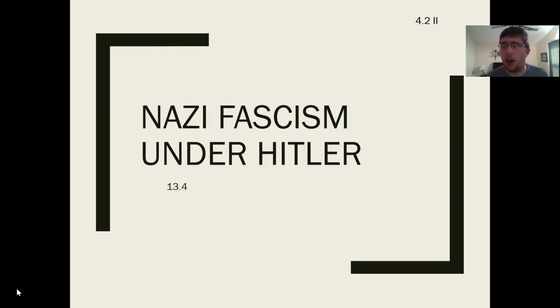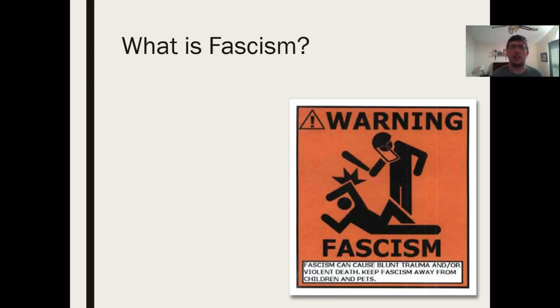This is Section 13.4, Nazi fascism under Adolf Hitler. So a couple things that we'll have to do. First of all, what is fascism, and then how did that take appearance under Hitler's direction? This is in very many ways a companion piece with Section 13.3 because they are both describing these totalitarian societies which build under these two dictators.